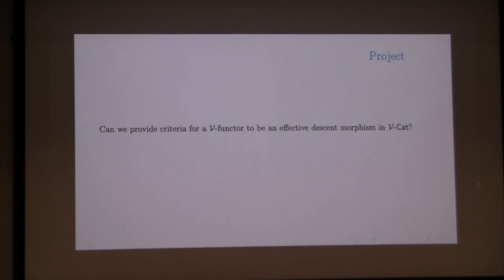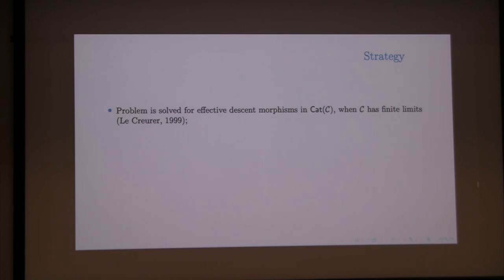The main goal for this talk is to provide an answer when V is a category with finite limits, for the Cartesian monoidal structure. So, that means the strategy. We first need to know that the problem is solved. We do have a set of criteria for the case of internal categories, in a category with finite limits. This is a result by Le Creurer from his PhD thesis in 1999.